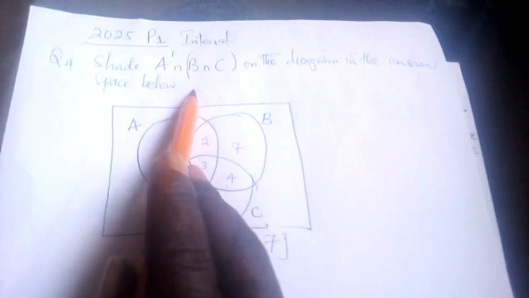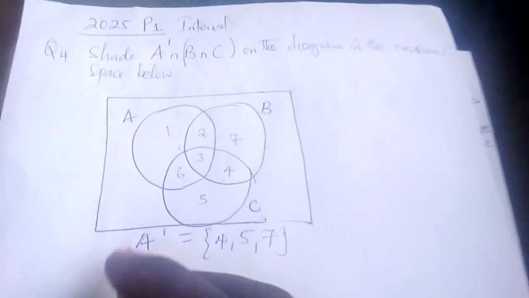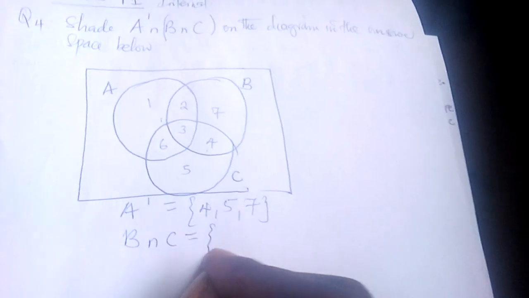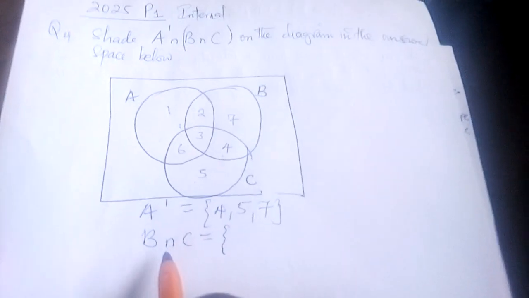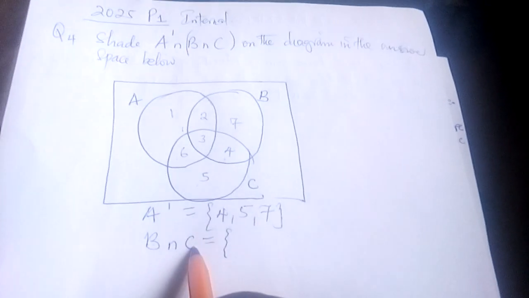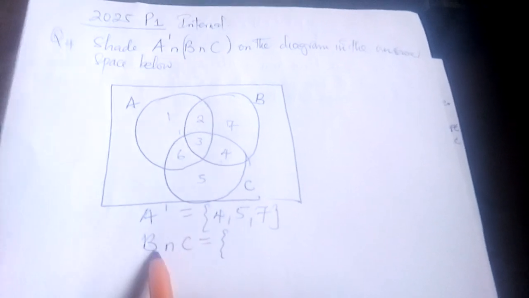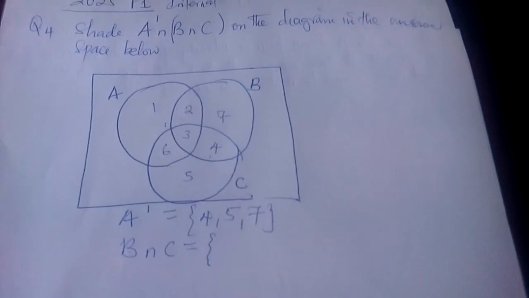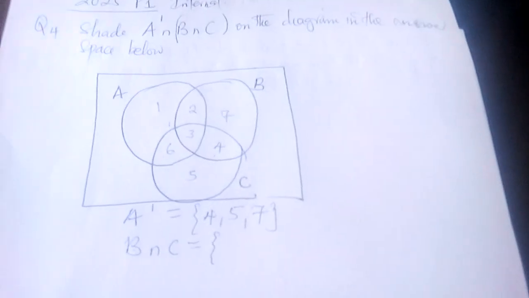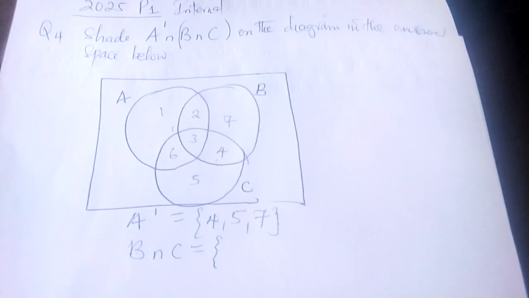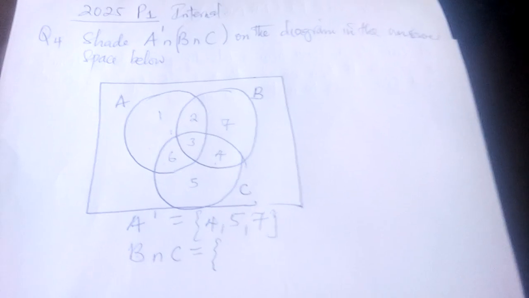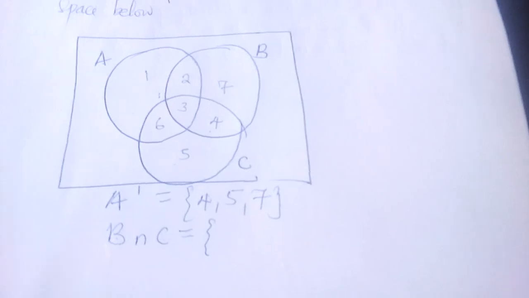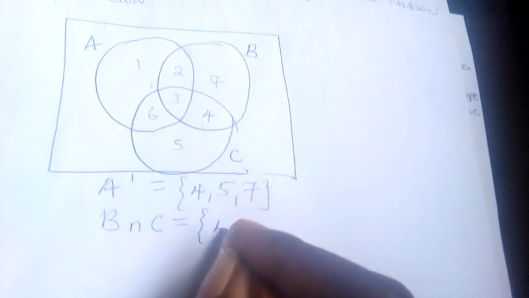Then what about B intersection C? What are the numbers or members that are common in B and C? Intersection of B and C. What is that number? We find out that the number in B and C is a 4. That number happens to be a 4.